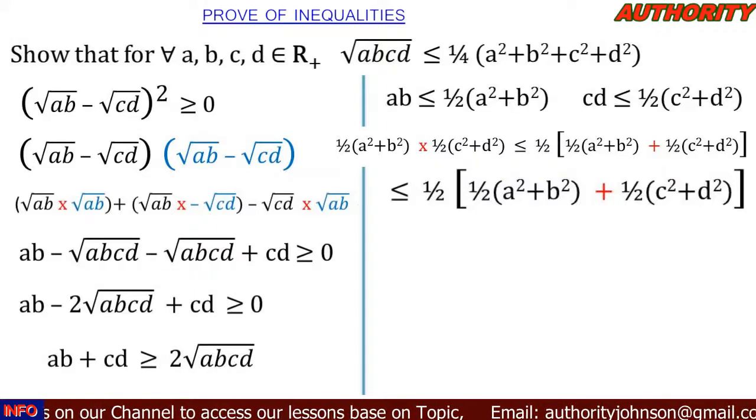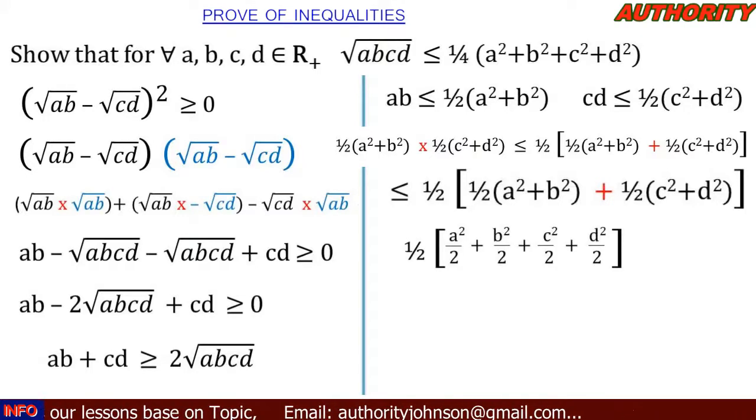Inside the bracket, let's open the bracket, or let's solve the terms in the bracket. So we say half times a square is going to give us a square all over 2. Then half times b square is going to give us b square all over 2. Then plus half of c square is going to give us c square all over 2. And then half times d square is going to give us d square all over 2.